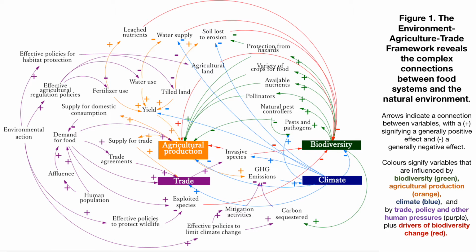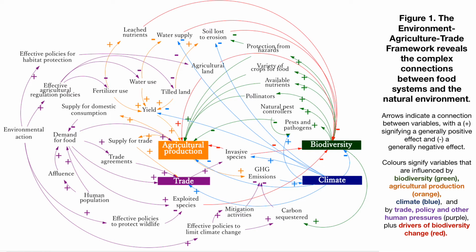A plus sign, or a positive sign, indicates a positive feedback, and this means that increases in one variable result in increases in another variable. For example, more fertilizer use results in increased yields. Whereas a minus sign, or a negative sign, indicates a negative feedback, which means that increases in one variable result in decreases in another. For example, more carbon sequestered results in less greenhouse gas emissions.